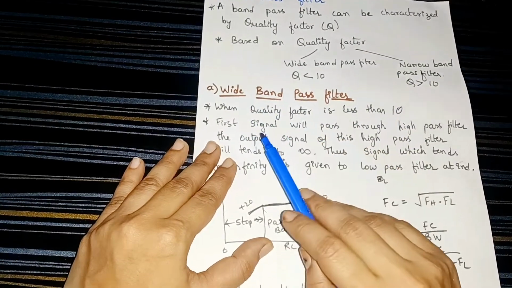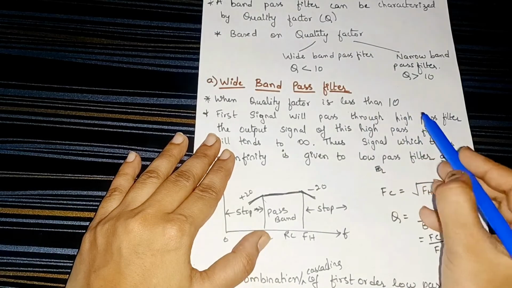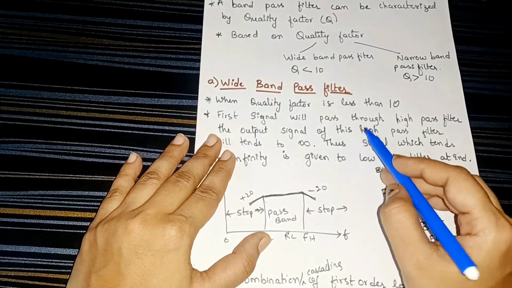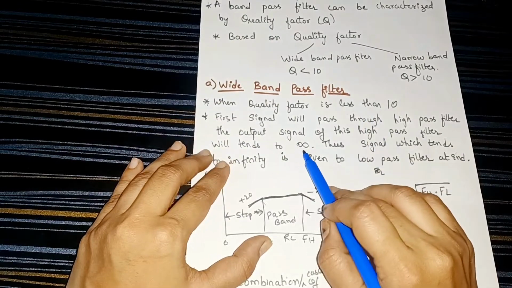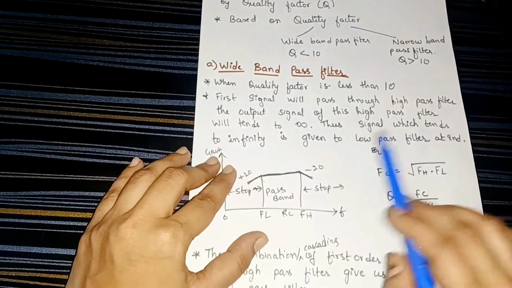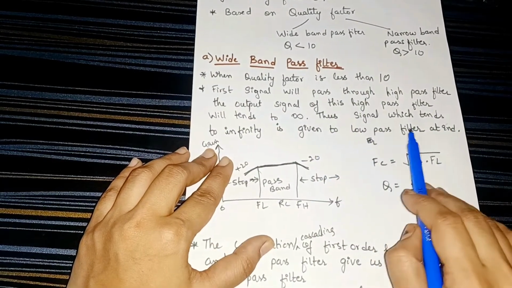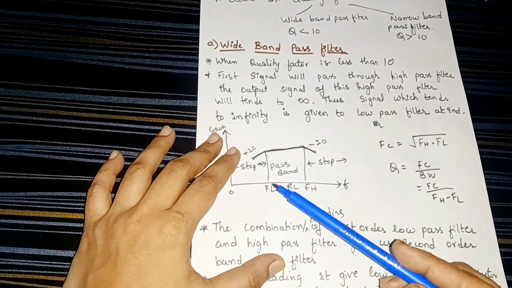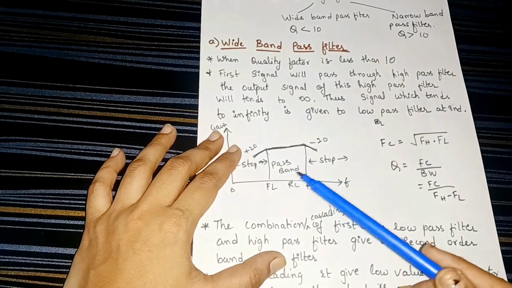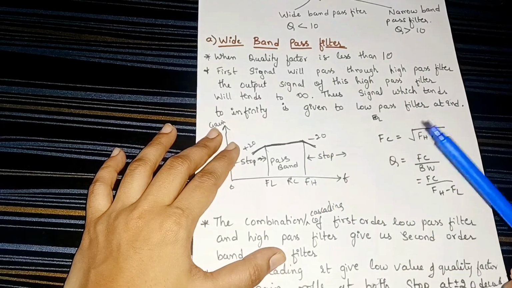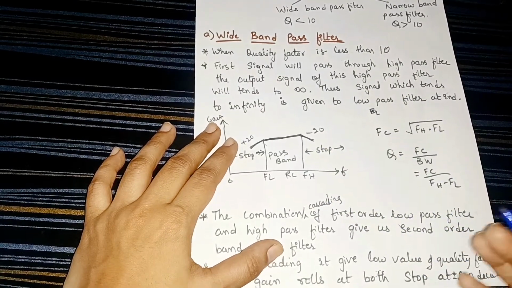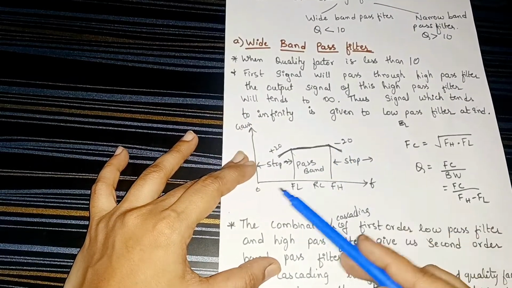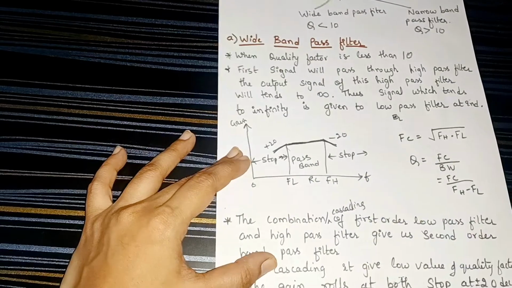So when the quality factor is less than 10, we say it is a wide band. First the signal will be passed through the high pass filter. The output of this high pass filter tends to be infinite. The signal which tends to infinite is given to the low pass filter at the end. So we are stopping whatever is present in the low frequency, and after the high frequency we are going to stop, and whatever comes in between, we pass as the band.